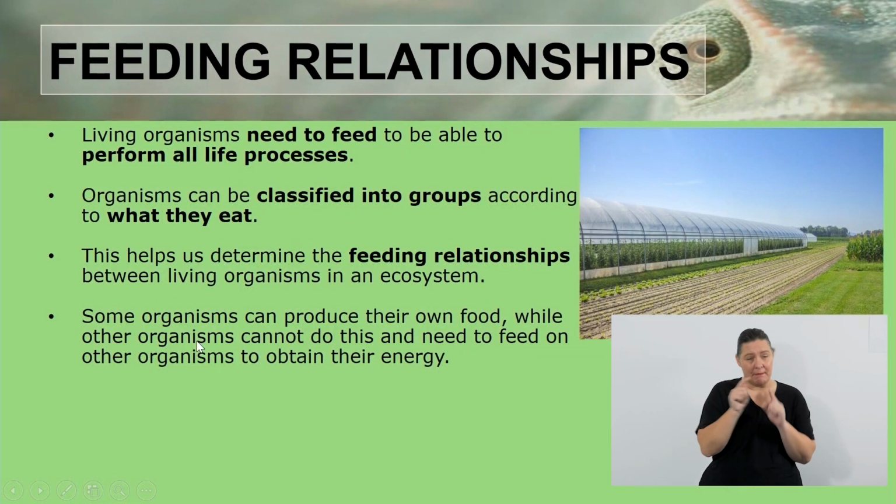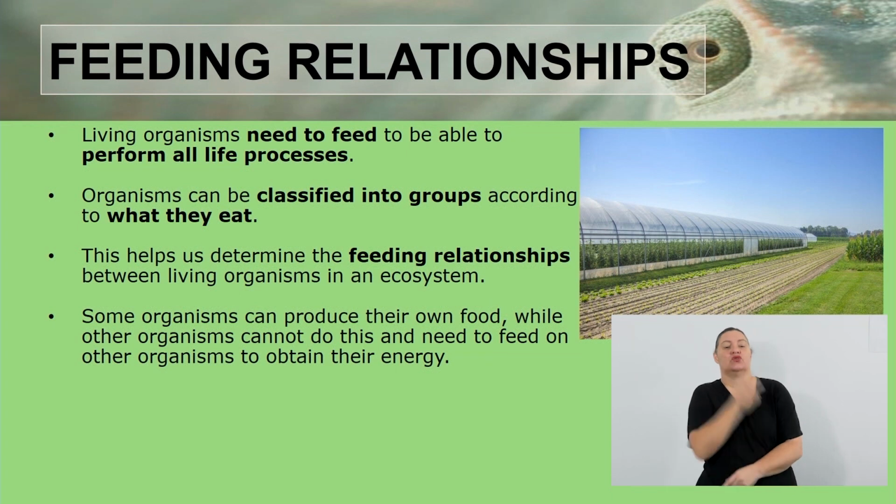In simple terms, it shows us which organism eats which organism, or which organism is being eaten by what organism. Some organisms can produce their own food, while other organisms cannot do this and need to feed on other organisms for energy. For instance, we have plants. Plants have the ability to make their own food through the process of photosynthesis. Now, we also have consumers such as cows. Cows have the ability to eat producers, but they cannot make their own food. So that is what we are trying to get across.